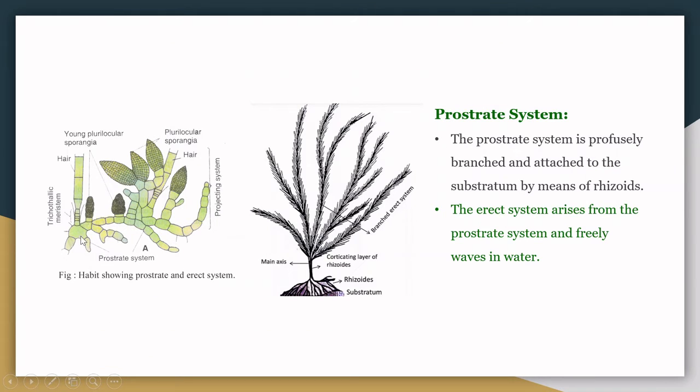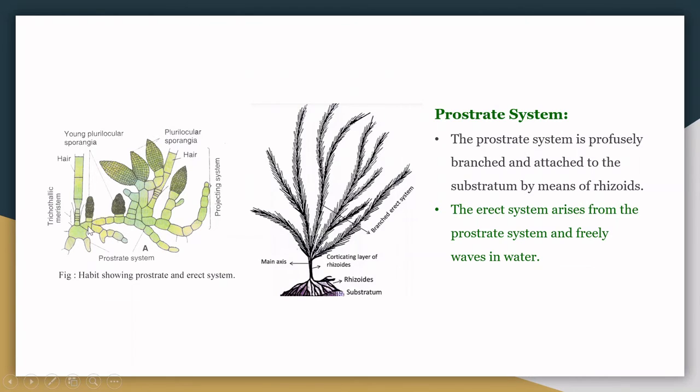The prostrate system, as you can see, is profusely branched and spreads on the substratum. It is attached to the substratum, which can be a rock or another plant. Remember that Ectocarpus can grow as an epiphyte or as a lithophyte, and the alga is attached to the substratum by means of rhizoids. The erect system arises from the prostrate system and it freely waves in water. The alga, if observed without a microscope, gives this appearance, something hairy arising from the substratum. The prostrate system is closely associated with the substratum, and the erect system freely waves in water as brownish colored threads.